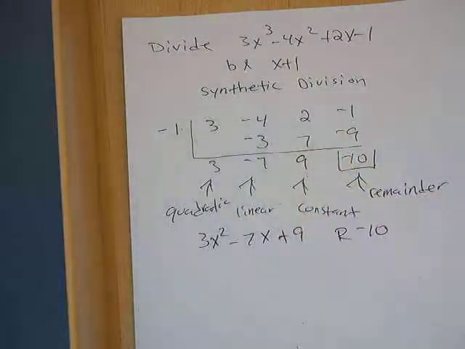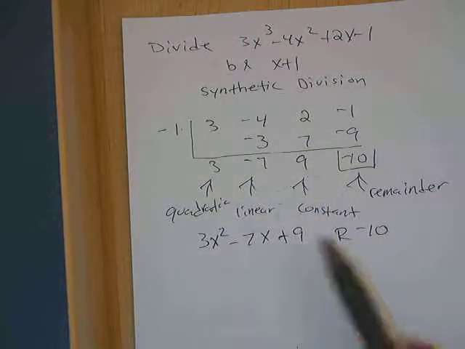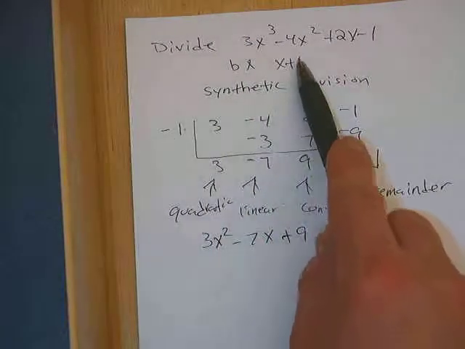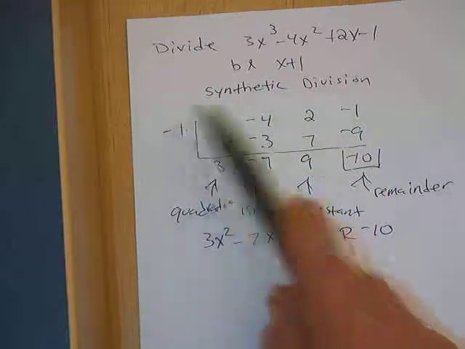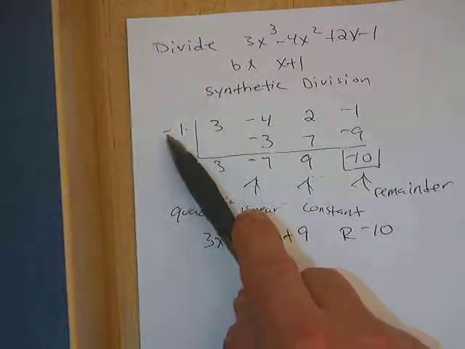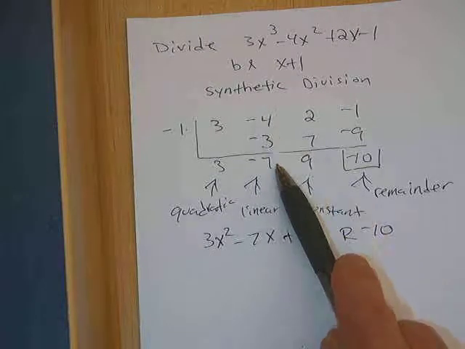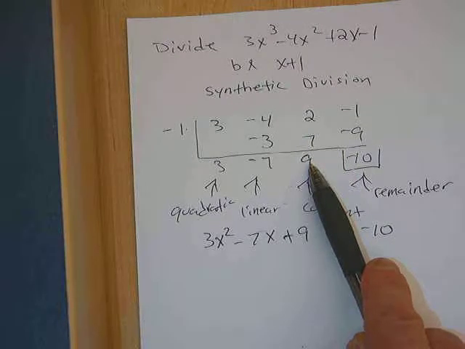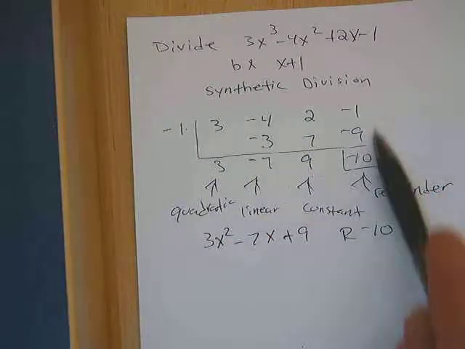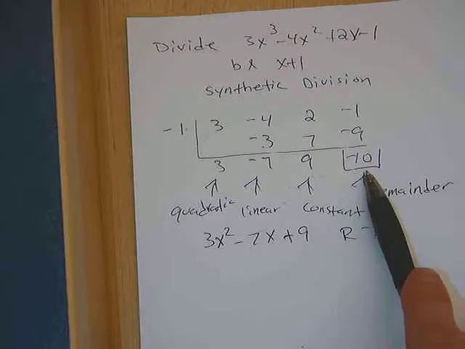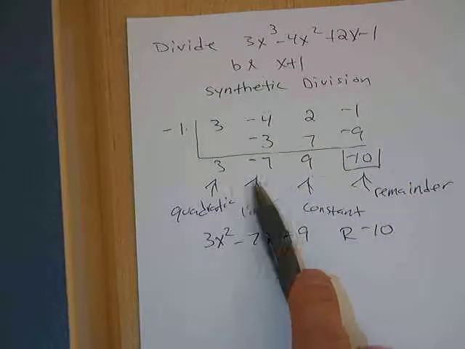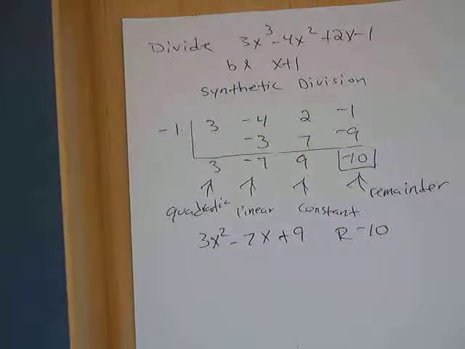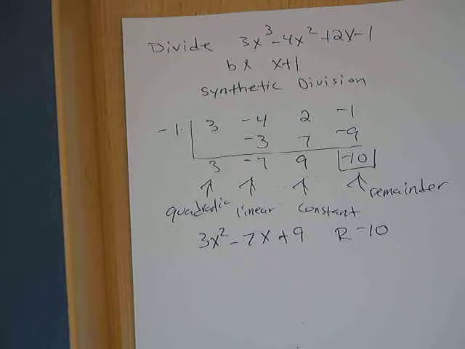Now, I'm only going to ask you to use synthetic division when it's set up this way. I'm not going to trick you. But to quickly recap, these are the coefficients on the polynomial. This is the 0 or possible 0 from the factor. Bring the 3 down, multiply, add, multiply, add, multiply, add. Remainder, constant term, linear term, quadratic. If this had more terms, you'd have more terms this way.